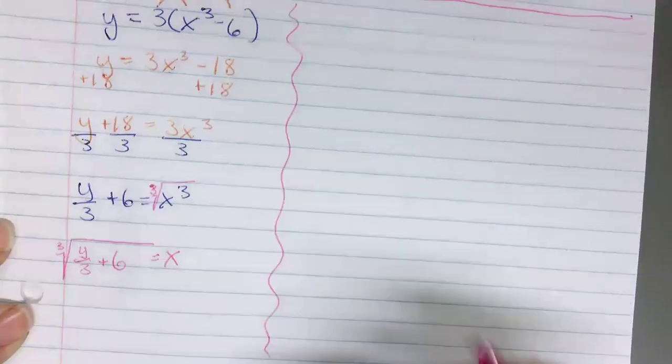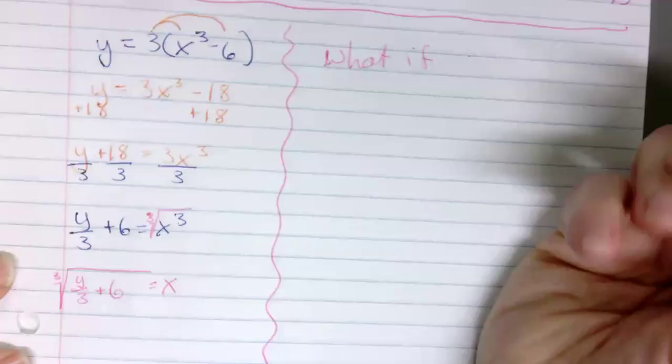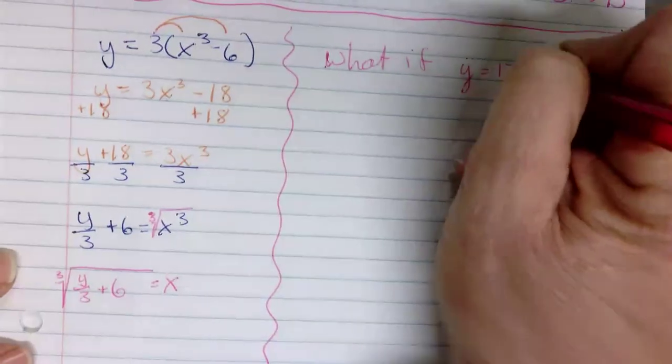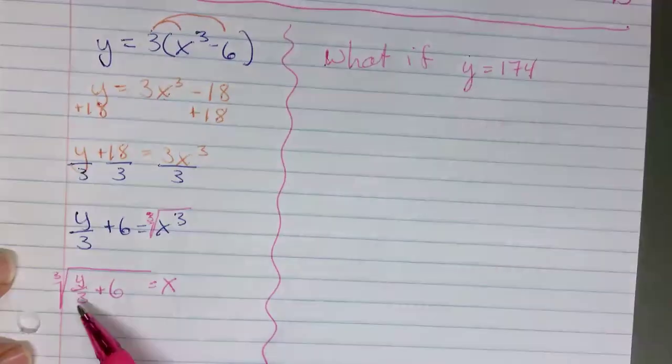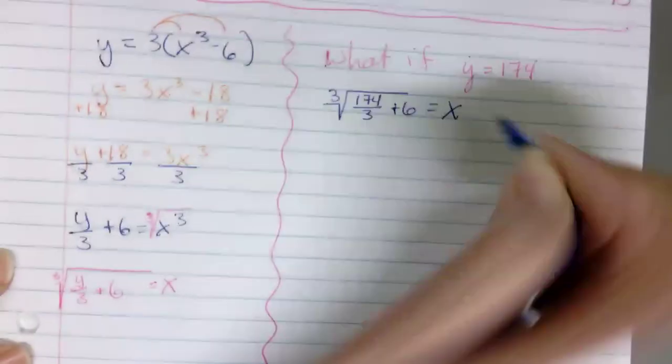But then there's a second part of this problem that's like, what if, right? What if y equals 174? So then you just plug 174 in for y that we have here. So let's do the cube root of 174 divided by 3 plus 6 is going to equal x.